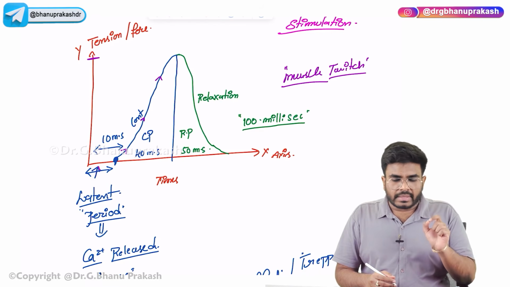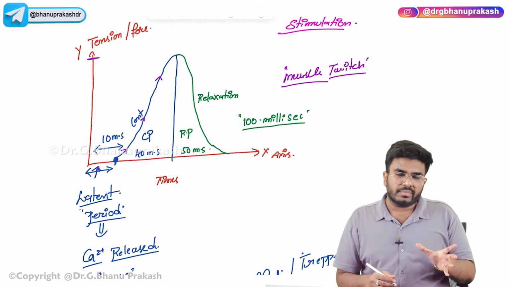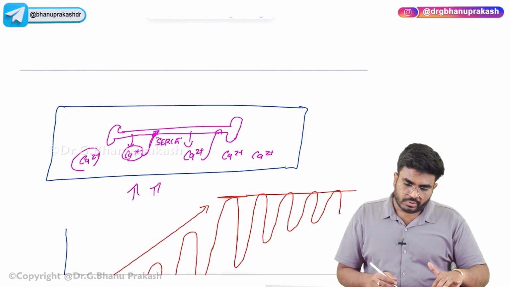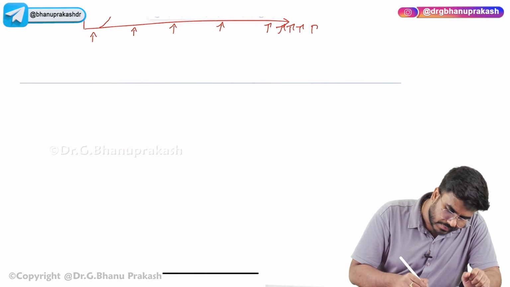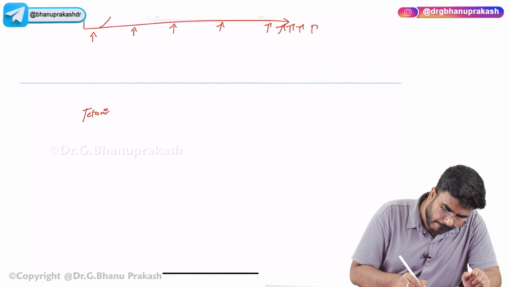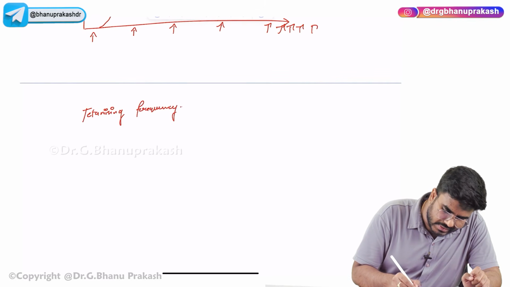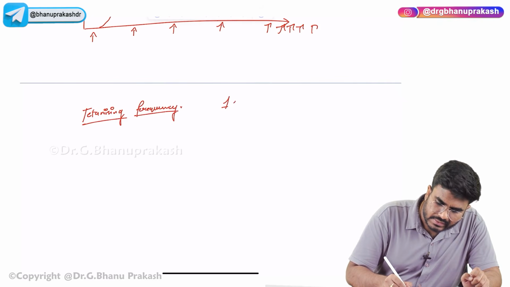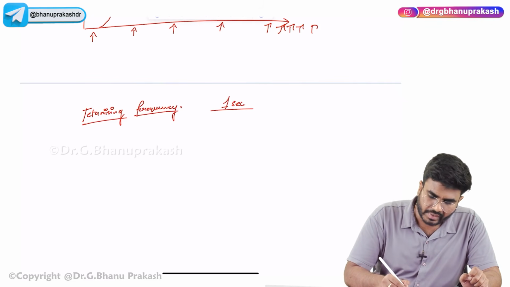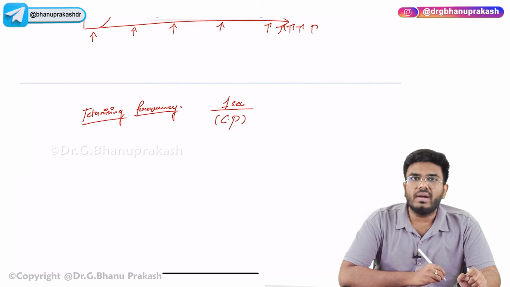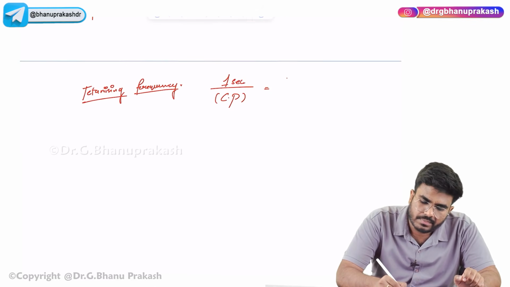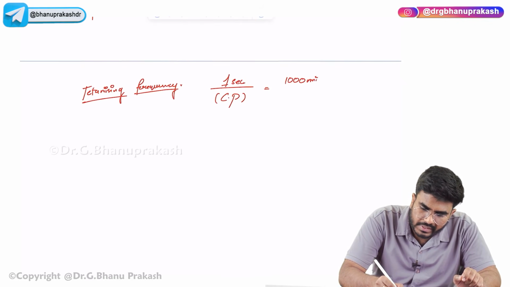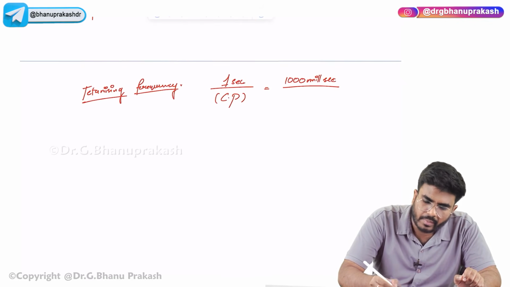Now I have given this info not as a random thing, because in your exam they will ask you questions like, what is the formula for the tetanizing frequency? How to calculate tetanizing frequency? So tetanizing frequency is 1 divided by contraction period. 1 second divided by the contraction period. You know 1 second means how much? 1000 milliseconds divided by the contraction period.